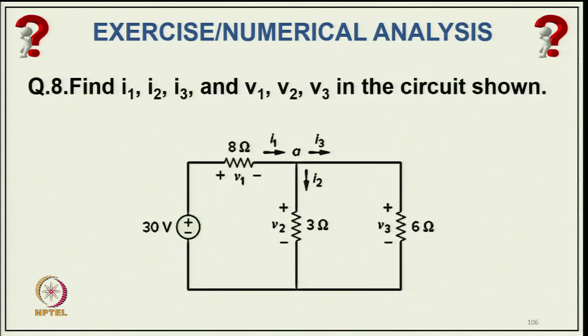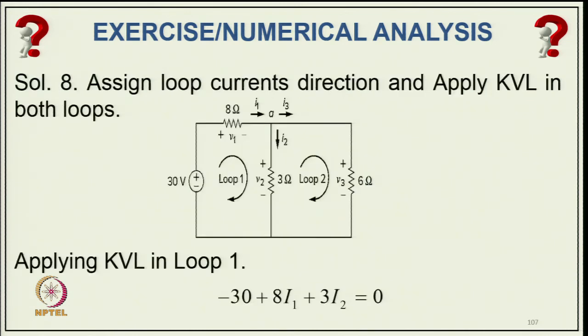Now, coming to question 8: find I1, I2 and I3 and V1, V2, V3 in the circuit shown. Here we have a 30 volt source and we have 3 resistances, 8 ohm, 3 ohm and 6 ohm. We have a node A where all 3 currents meet: I1 is entering, and I2 and I3 are leaving.